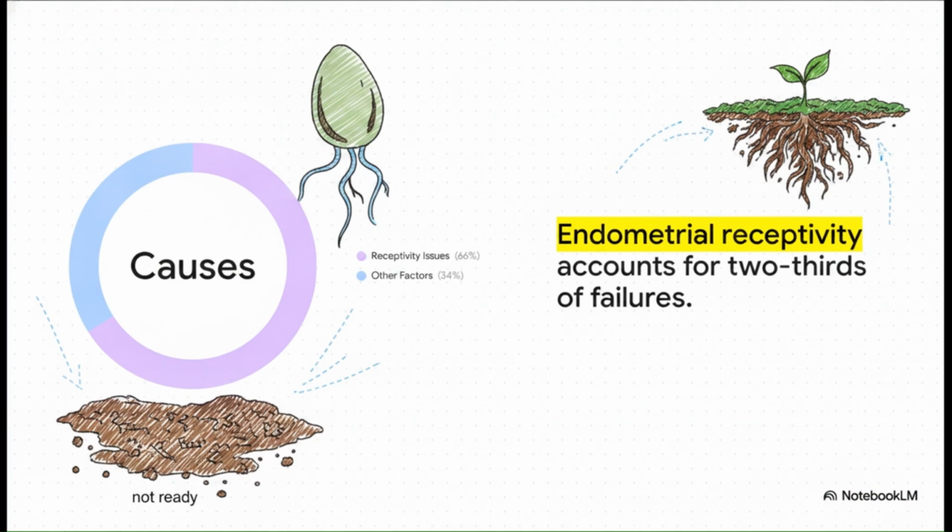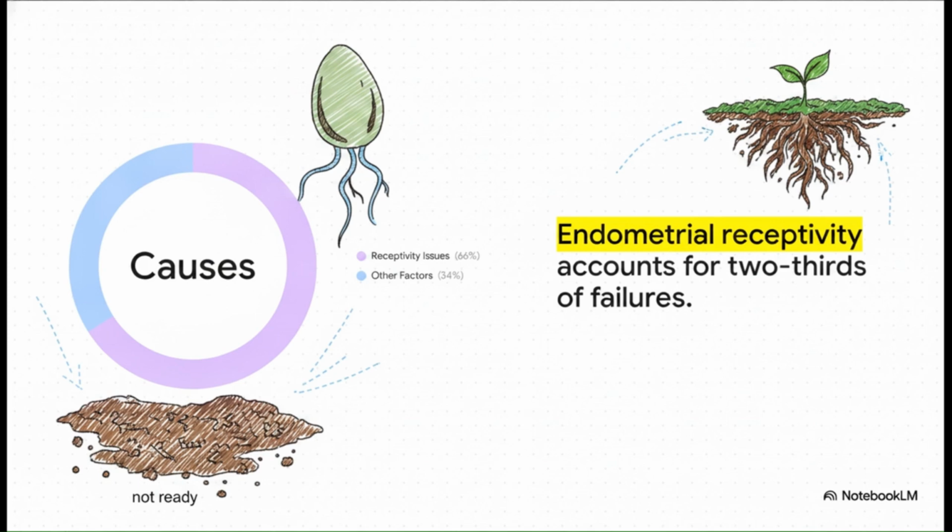Moving right along to Section 2, the uterine environment, preparing the soil for the seed. Zooming out from the embryo itself, let's look at its immediate environment, the uterus. This is honestly staggering, but endometrial receptivity issues actually account for up to 2/3, a massive 66% of all implantation failures.